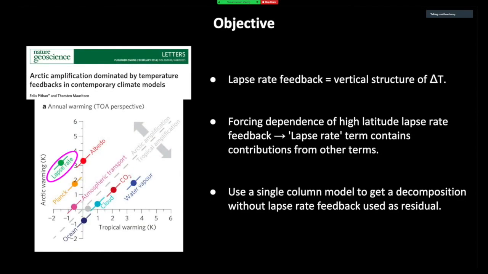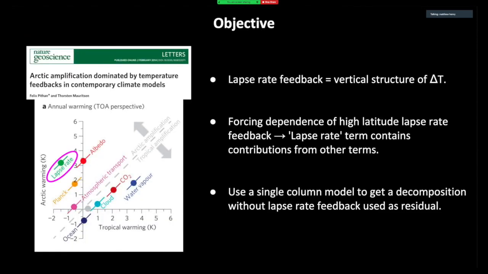Okay, so just to wrap up this introduction, the lapse rate feedback in this Pithan and Mauritsen decomposition is the largest contributor to Arctic amplification, and it refers to the vertical structure of temperature change. We know that the high latitude lapse rate feedback contains contributions from different terms, because the vertical structure of temperature change in high latitudes depends on the various forcings. So our objective is to use a single column model to get a decomposition of the tropical and Arctic warming that doesn't depend on this lapse rate feedback term, so then we can understand what contributes to this term.